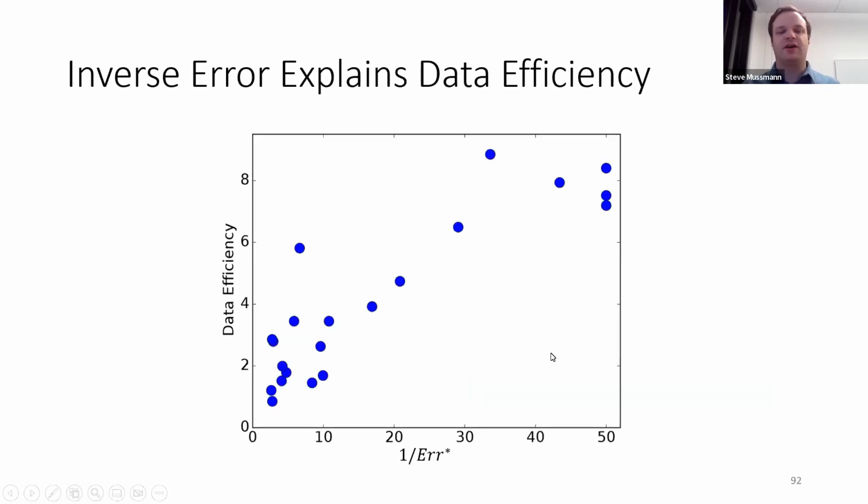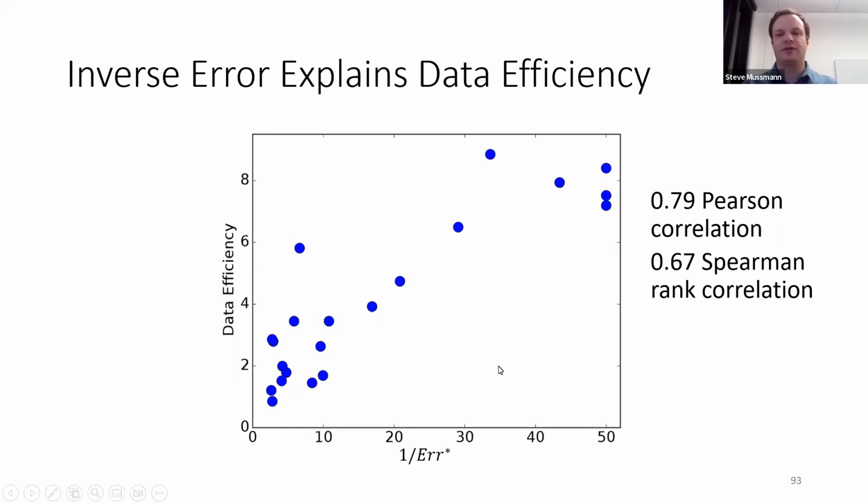And roughly, the inverse error does explain the data efficiency. So if we plot, each point corresponds to a data set where we compute error star and compute 1 over error star on the x-axis, and then we compute the data efficiency on the y-axis. And you can see a rough linear trend with relatively high Pearson correlation and Spearman rank correlation.